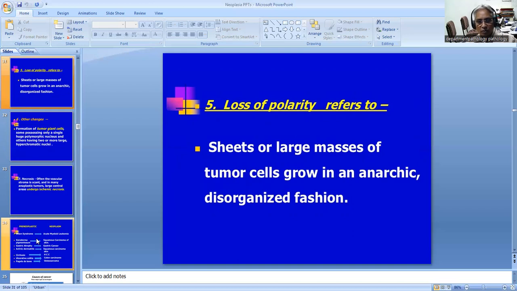Next feature which can be taken as a measure of poor differentiation or a measure of neoplastic change in the cell is loss of polarity. Normally cells are arranged in layers, but if there is a loss of polarity, it means sheets or large masses of tumor cells grow in a disorganized or anarchic fashion. So this is one of the important features of malignancy.